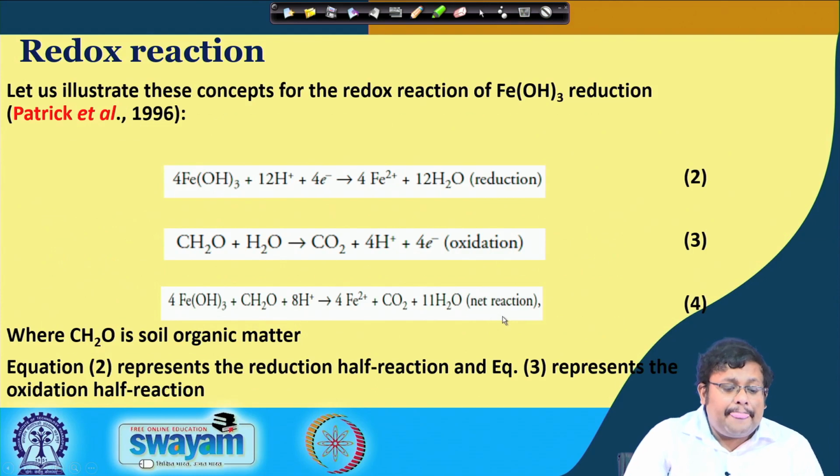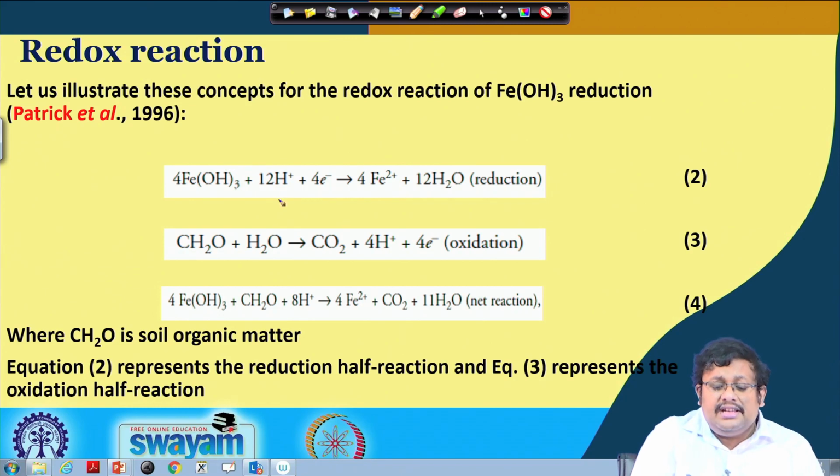So, let us illustrate this concept for the redox reaction of Fe(OH)3 reduction. Let us see this ferric hydroxide plus 12 H+. So, here m is 12, n is 4, ultimately we are getting the reduced form of iron, Fe2+, or in other words ferrous, and 12 molecules of water. So, it is basically a reduction if we follow equation 1, and also as we have talked about, there will be a coexisting oxidation half reaction also.